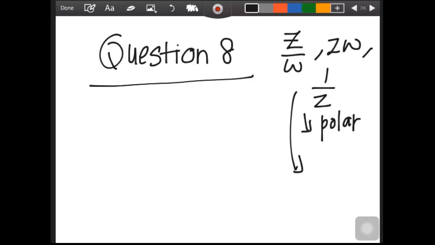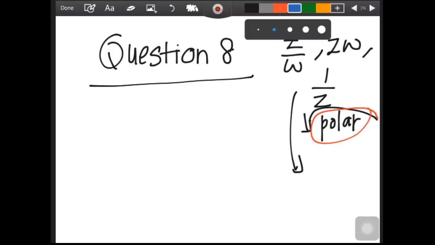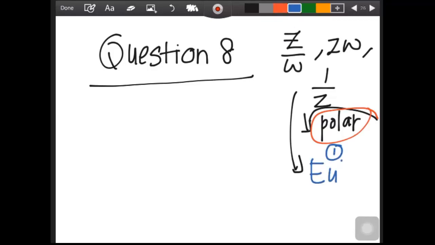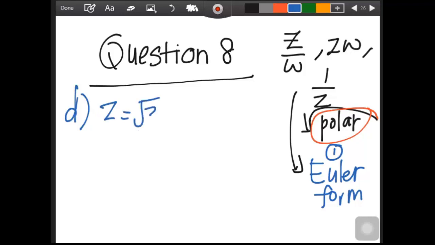Maksudnya ini final. Ini kita punya final, nak dalam bentuk polar, tapi kita nak dalam Euler form dulu. First kita kena buat dalam Euler. So dalam Euler form, dia bagi D tu. Okay, so D, dia bagi Z equal to square root 3 plus i, which is kita kena cari dia dalam bentuk Euler lah. So R dia adalah square root of 3 squared plus 1.